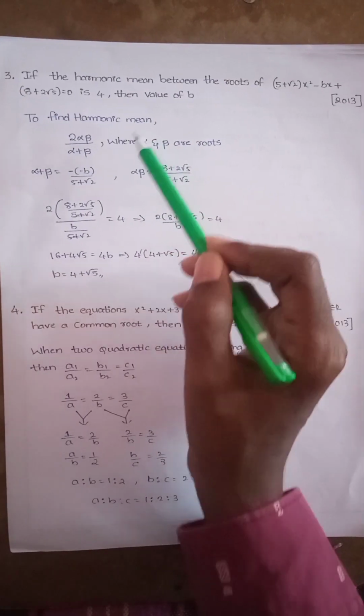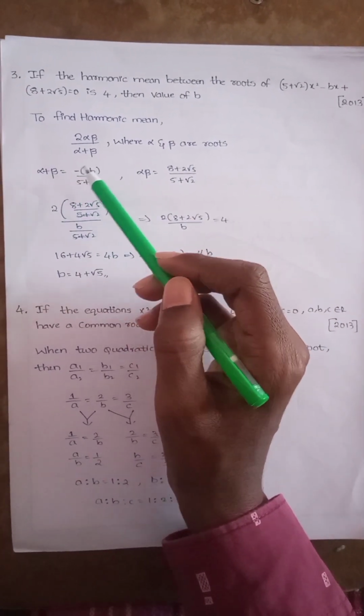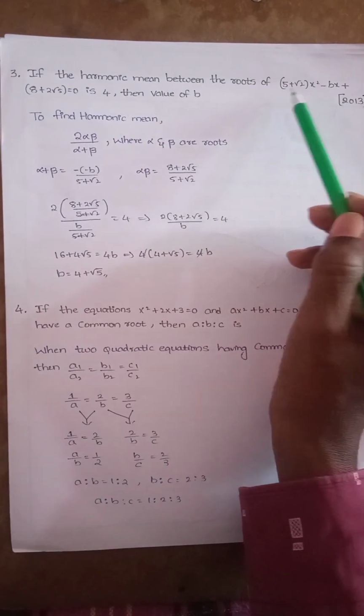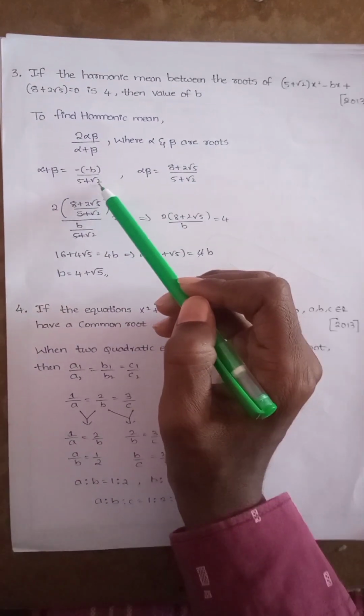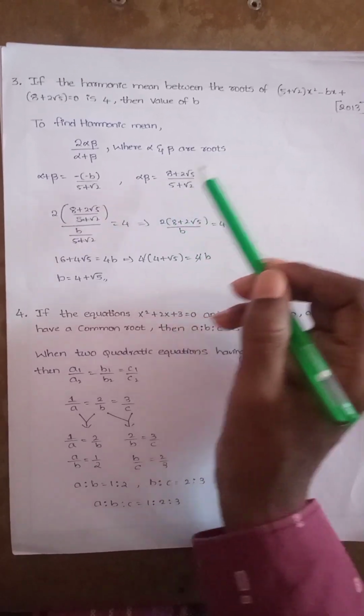Now we know that the sum of roots, alpha plus beta, equals minus b by a, that is minus b by 5 plus root 2, right? And the product of roots, alpha into beta, equals c by a.